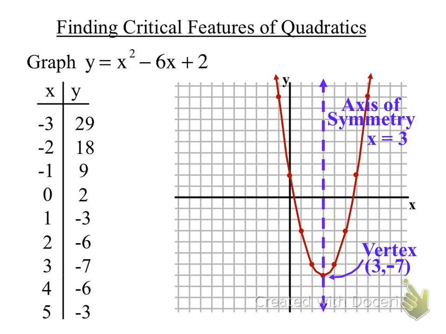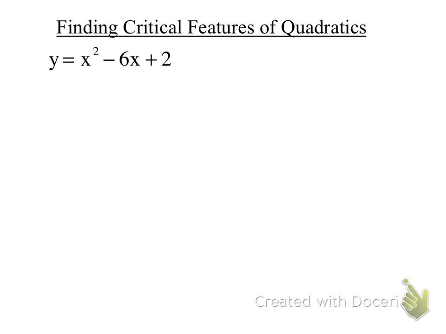Good. Where do we see that? Where else do we see a 3? I know that our axis of symmetry is 3. Where else do I see a 3, Jesse? The vertex, the points, the x. The x is 3. So the axis of symmetry is not only x equals 3, but it's the x in the vertex.